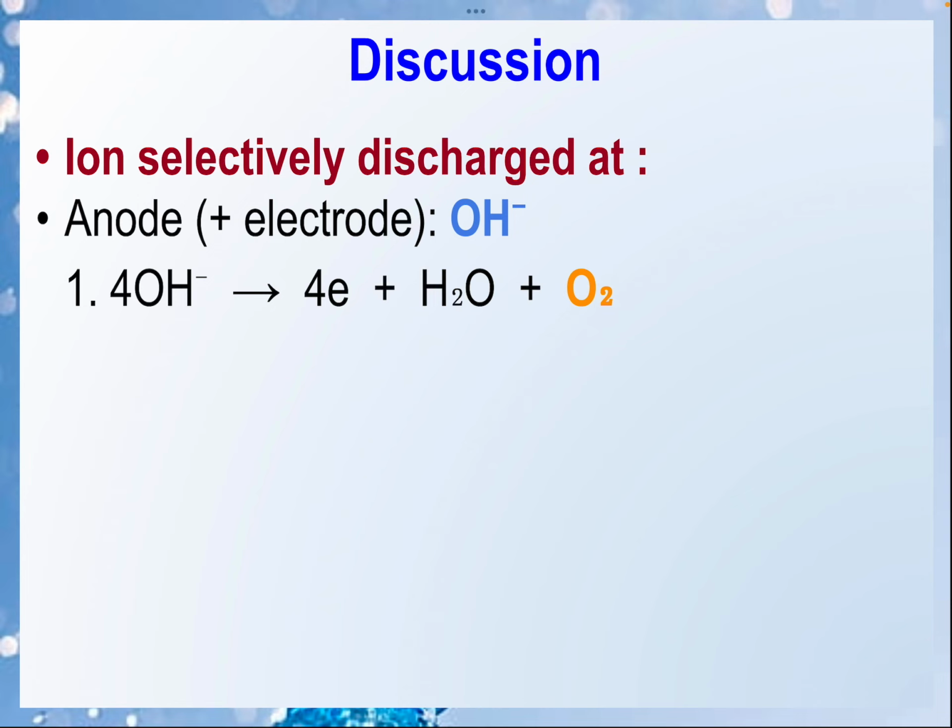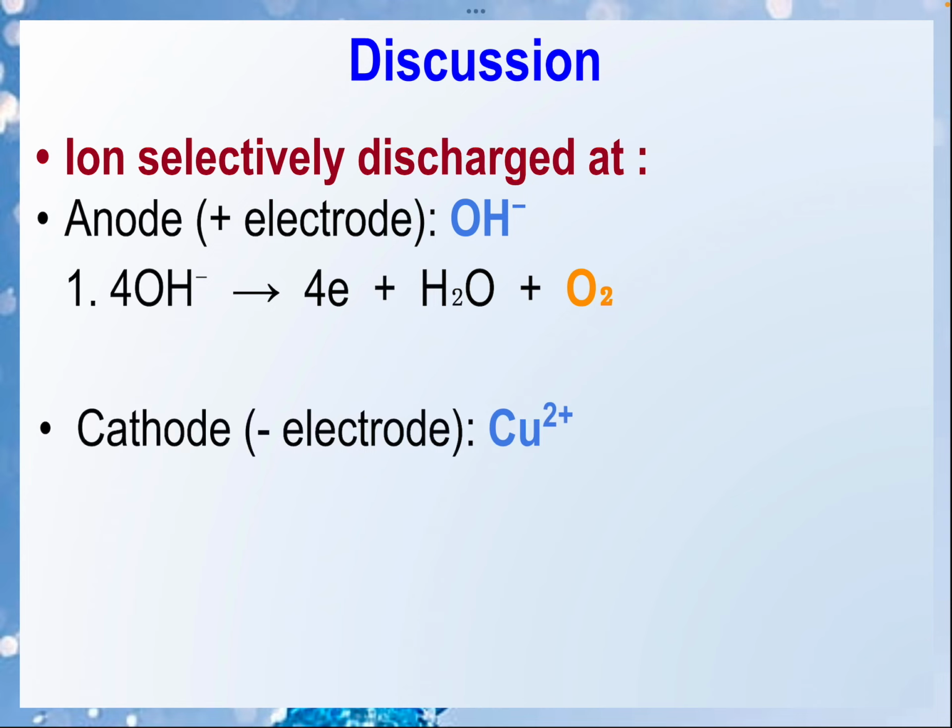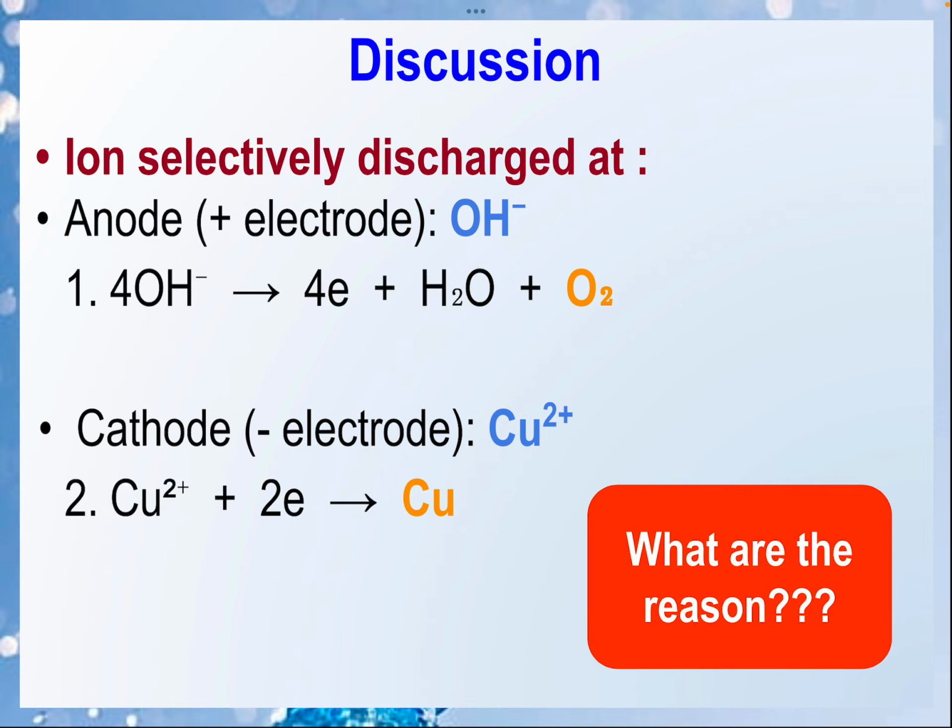While at the cathode, okay, copper 2 plus ion. Tadi ada siapa? Copper 2 plus dengan hydrogen ions. Tapi copper 2 plus ions yang selectively discharge menghasilkan copper atom. So, agak-agaknya apa? What is the reason for the observation or for the selection tu? Kenapa agaknya? Okay, so kita tengok sikit kenapa.